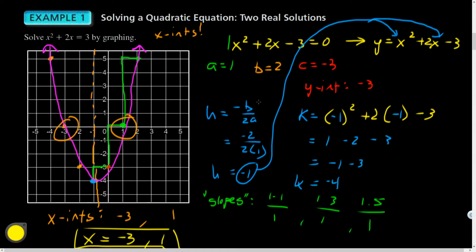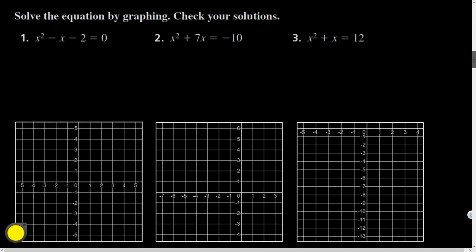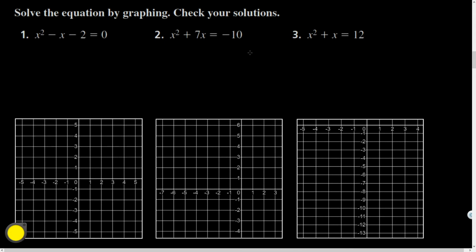So it did work. Now, I'll be honest. Graphing isn't my favorite way of solving these. There's going to be a better way in the future. And in this case, this could have been factorable. I agree. But you've got to learn how to do it when it's easy, so you can relate it to those other things.